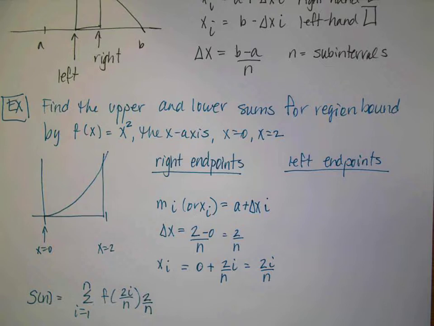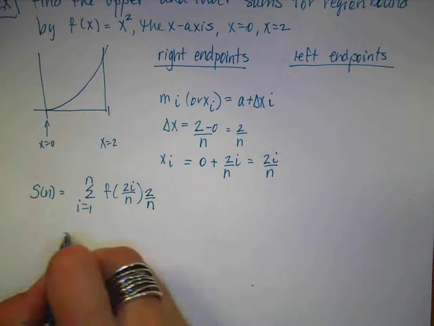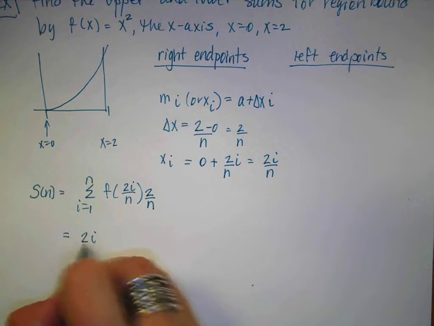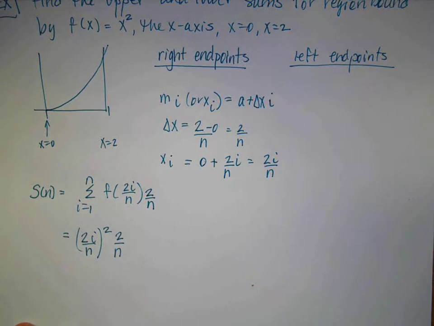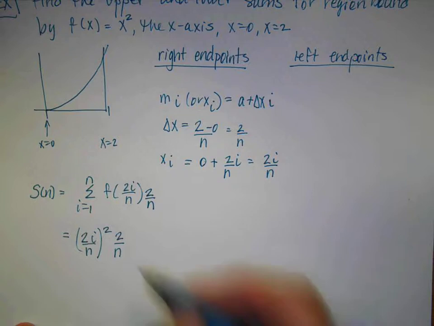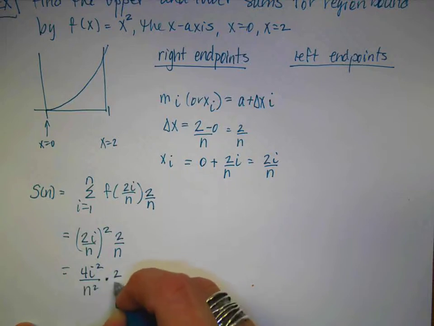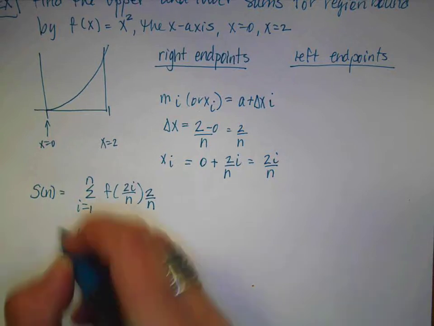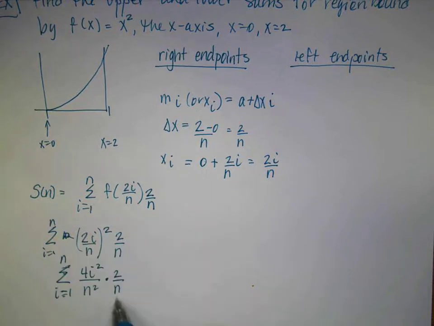Alrighty? Okay? So now what I'm ready to do is evaluate this in my function, and I just found my mistake in my notes, just kind of nice. So if I evaluate the function x squared at this, it's going to be 2i over n, quantity squared, times delta x, which is 2 over n, right? Okay? Just checking to make sure I did my math right. So then this is 4i squared over n squared times 2 over n, and I need to stick my summation stuff in there, i equals 1 to n, and put my summation stuff back up there so it looks better.